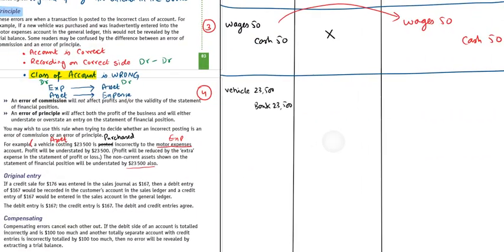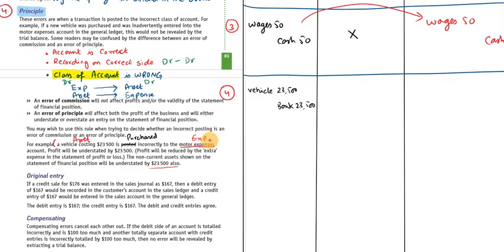And what did we wrongly do? We wrongly debited the motor expense account instead of vehicle. So this is our wrong entry. We debit the motor expense by 23,500, and bank is correctly recorded and credited by 23,500. So what will be the rectifying entry?